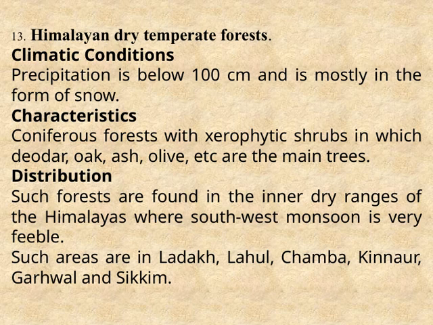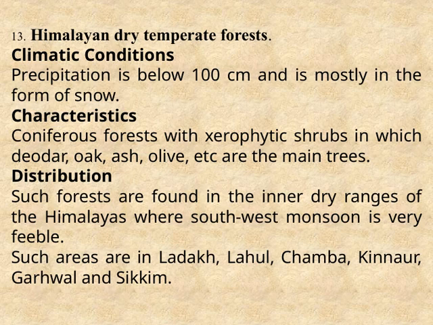The climate here is quite distinctive, with annual precipitation typically below 100 centimeters, and most of it falling as snow during the colder months. This limited rainfall significantly influences the type of vegetation that can thrive in this region. The forests are primarily coniferous, consisting of trees like deodar, oak, ash, and even olive in some areas. Alongside these trees, you'll find xerophytic shrubs, which are specially adapted to survive in drier conditions. These plants have developed unique features to conserve water, making them well-suited to this environment.